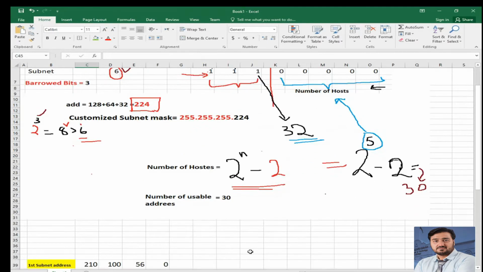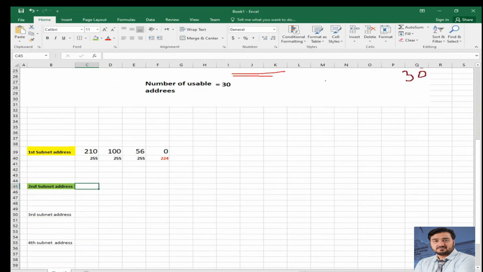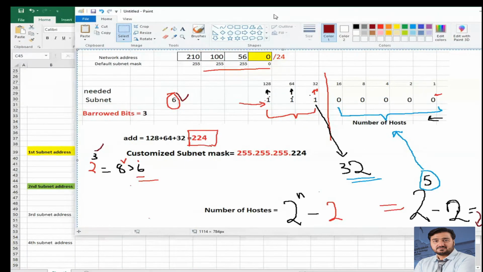See, now if you will see here, let me show you. Here we borrowed 1, 2, and 3 bits. We borrowed 3 bits in the network portion. So what is the value of the last bit borrowed? How can we find the range?